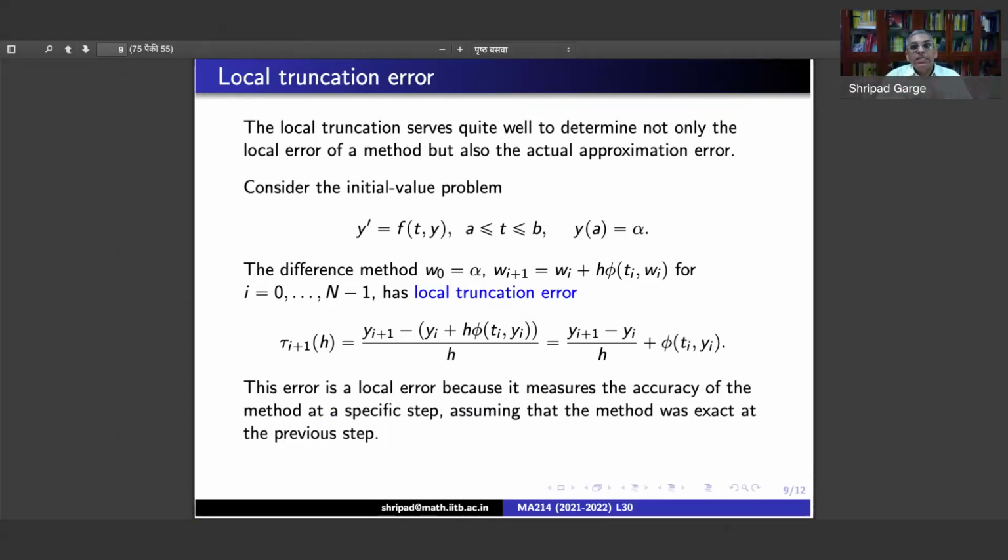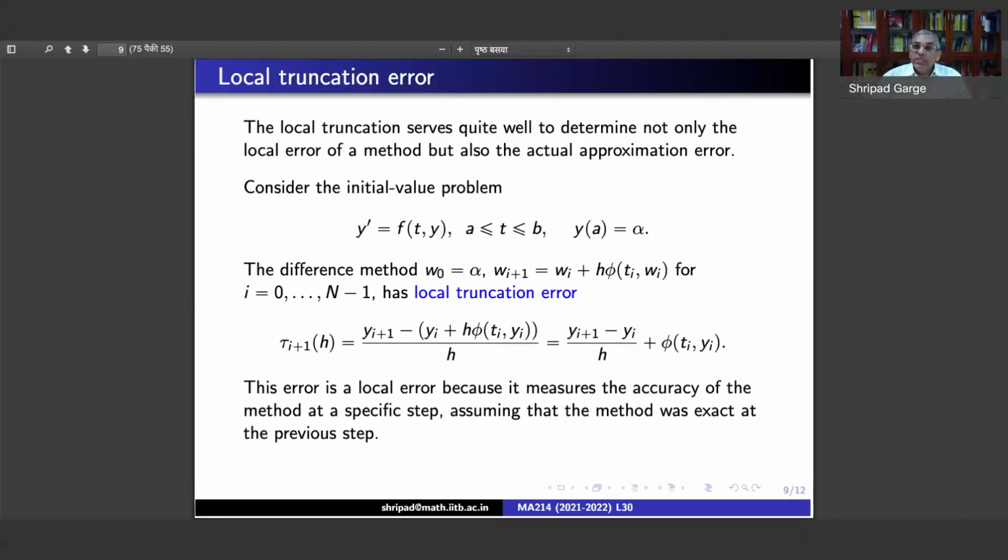Moreover, what it does is that it assumes that at the ith step your answer is correct. So there might have been errors accumulated at every step. When we looked at the error bound, the modulus of y_{i+1} minus w_{i+1} is less than or equal to some quantity, that is the total error accumulated at every step. So for the 0th step there is no error, but for the first step there is some error. For the second step, the first error will contribute something, and then there is an error of the second step, so you will get an accumulated error.